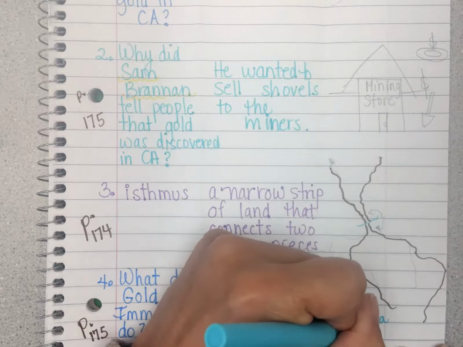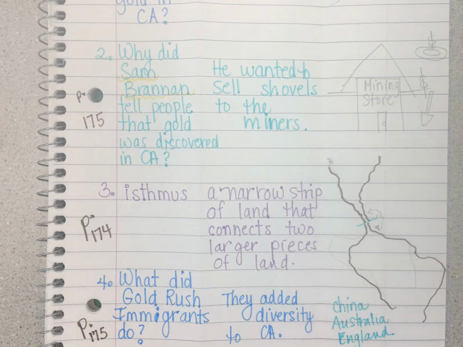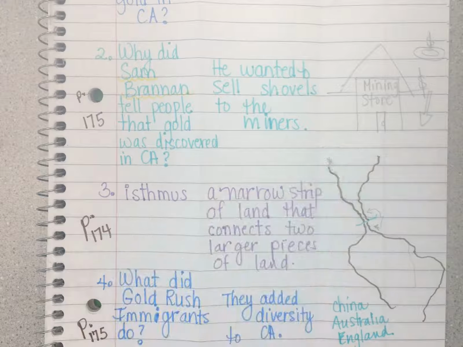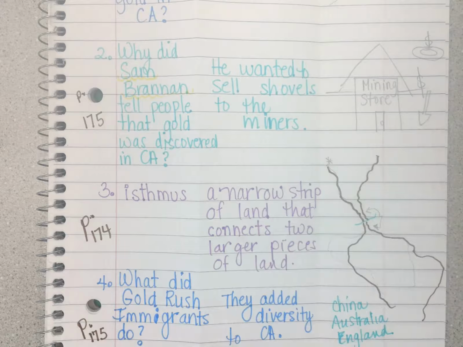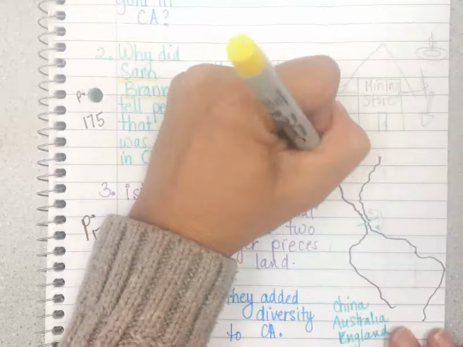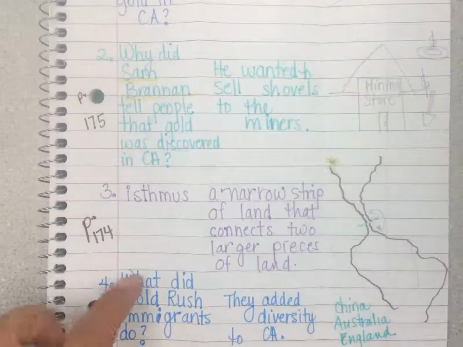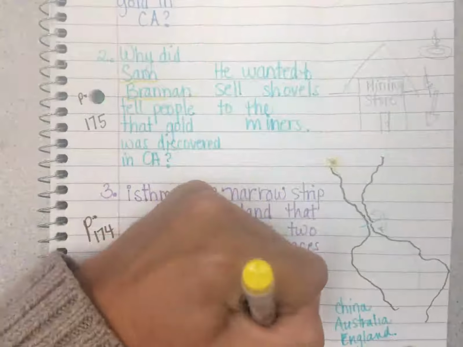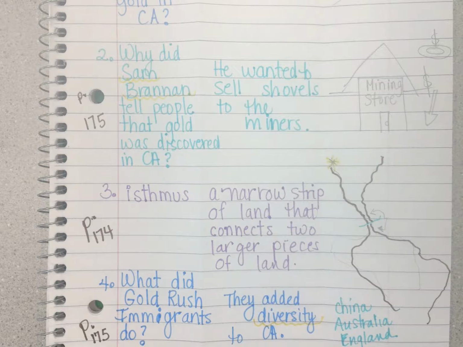We had people from all parts of the world coming in droves on ships that crossed the Isthmus of Panama, on ships that went all the way around South America to get here. And then some of them even on horse, but they were already in the United States. All right. So that was our last question. What did Gold Rush immigrants do? They added diversity. That would be a vocabulary word. They made it so that we had people of all nations here, and you see that in California. And those are our notes.